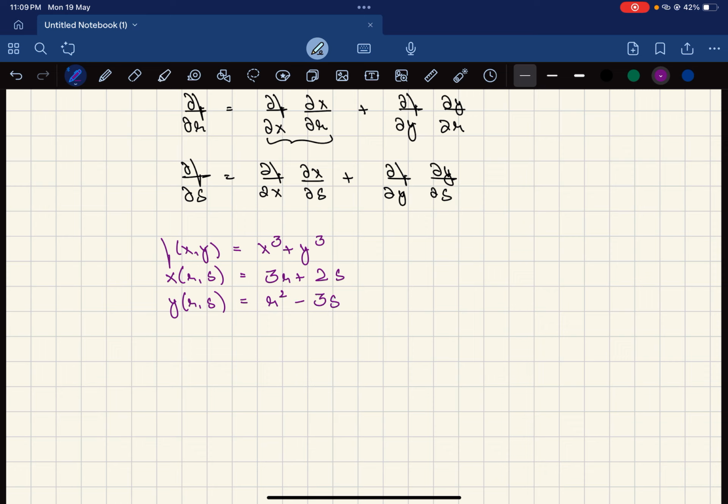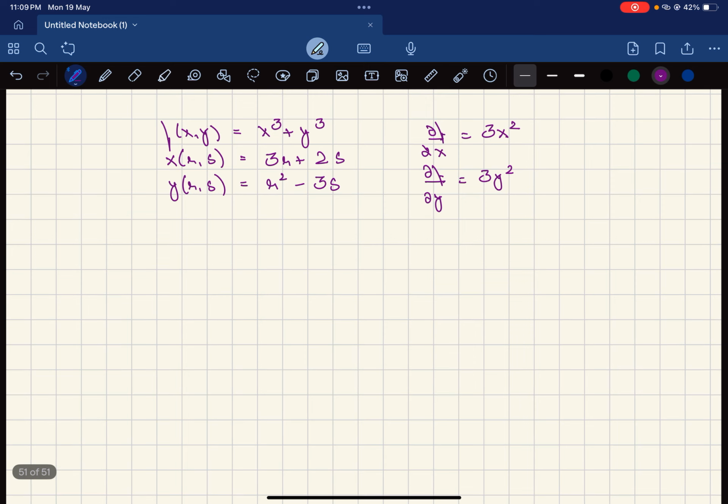Now here we know that del f upon del x is equal to 3x square, because y would be a constant. Del f upon del y is equal to 3y square, because x cube will be a constant. And then del x upon del r is 3, while del x upon del s is 2. And del y upon del r is 2r, while del y upon del s is minus 3.